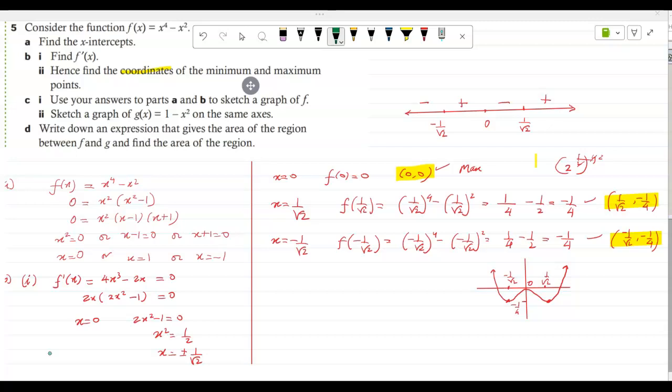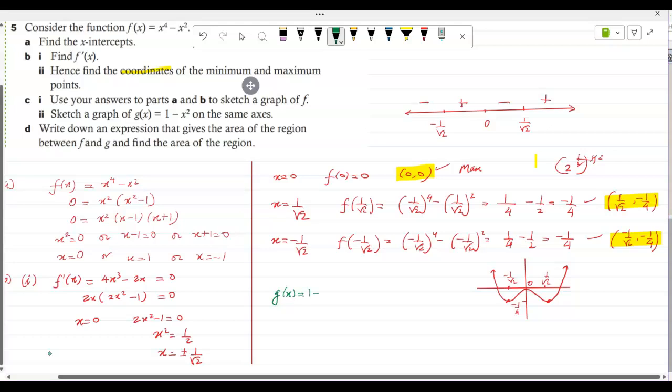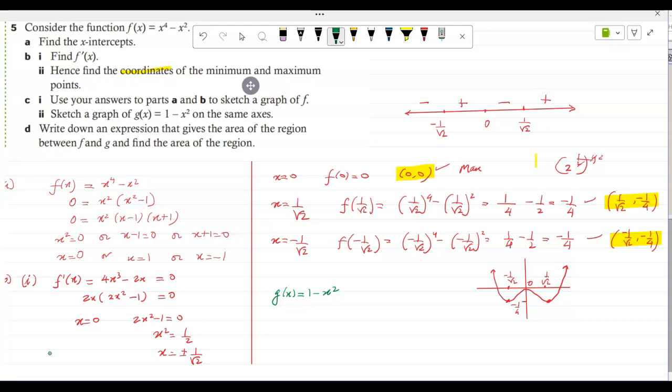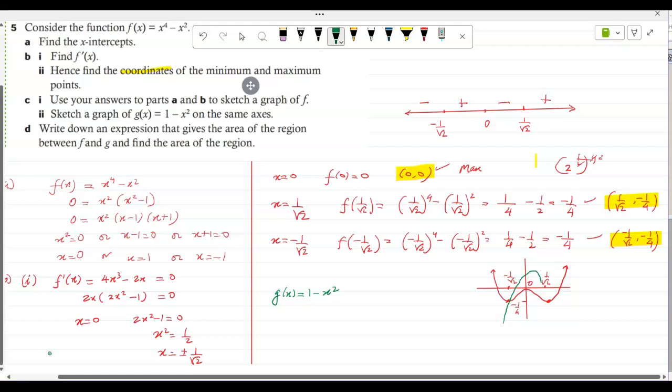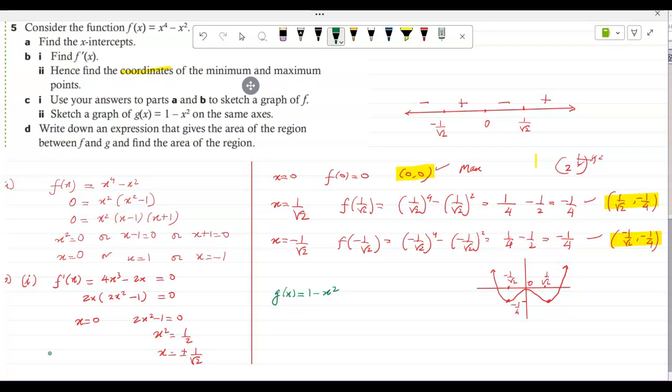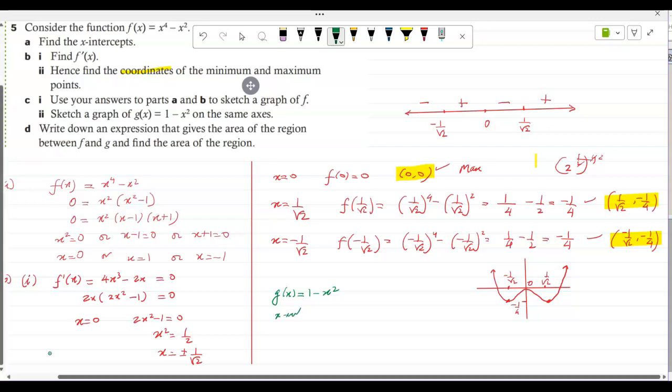Sketch a graph of g x is equal to 1 minus x square. Now I'm plotting g x on the same axis. So 1 minus x square will come like this, correct? How do you know that? First of all, how do you find the x-intercept? Put y as 0. So plus 1, minus 1. It will intersect here only, basically. And this is 1.